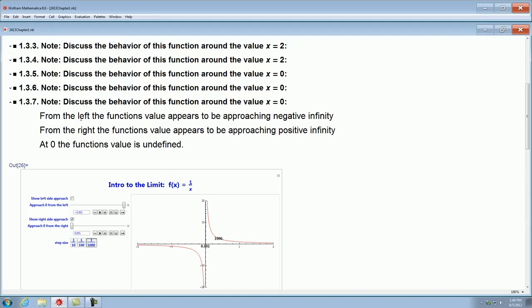So what we say is that as we approach from the left, the function appears to be going to negative infinity, and as we approach from the right, positive infinity. And of course, at 0, again, we said it's undefined.